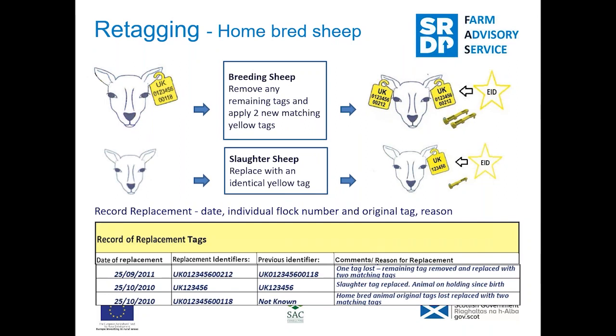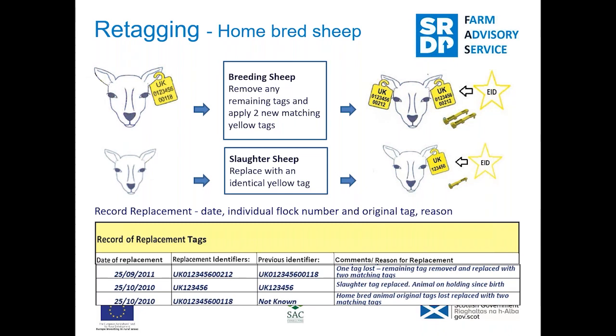Retagging homebred sheep, you should remove the existing tag. So for example here, this animal's number 118, and you can replace with 2 identical matching tags. So this has been retagged with number 212. In slaughter sheep, you can replace with another yellow tag. Do not use red replacement tags for homebred sheep.